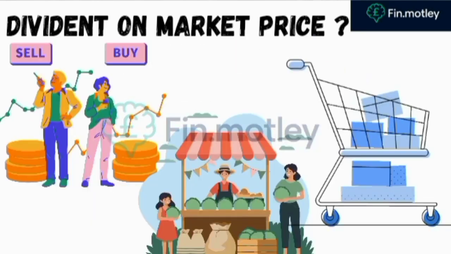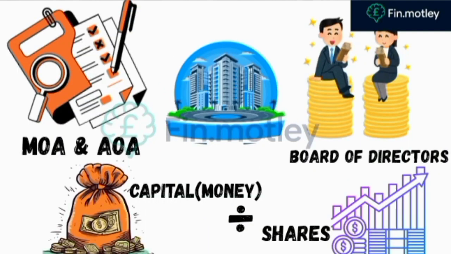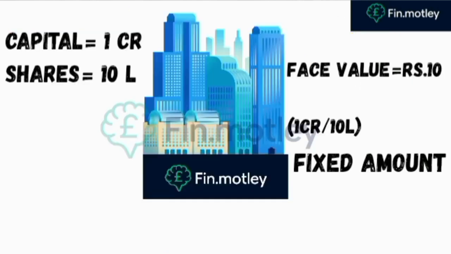Do we get dividend on the price at which we are selling and buying in the market? No, we get dividend on the face value. What's that face value? Where does it come from? When a company is formed, it decides in its memorandum of association and articles of association, which are documents of the company, how much capital it wants and how many shares it will divide that capital into. Let's say we have a company, Motley and Family, and we want 1 crore capital and we issue 10 lakh shares. Then each share's face value is 10 rupees, that is 1 crore divided by 10 lakh.